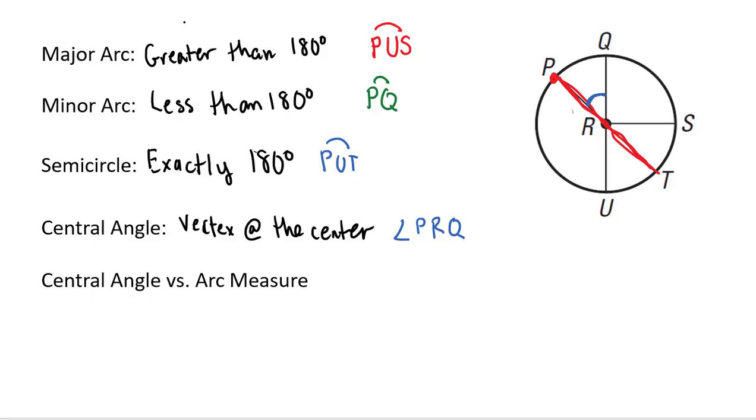Central angle versus central arc. So meaning the measure, so I have angle PRQ here, and then we want to talk about how that relates to the measure of that arc. The angle equals the arc measure. Okay, so the angle equals the arc. And that is only if that angle's vertex is at the origin.